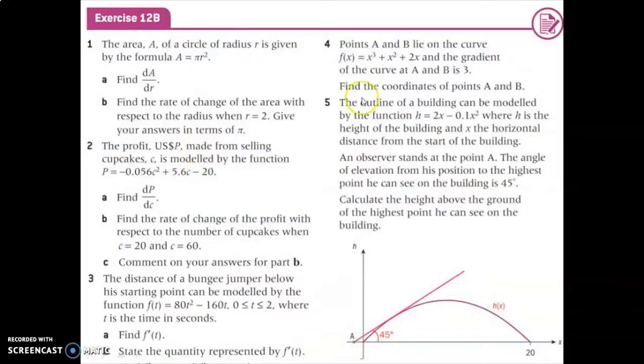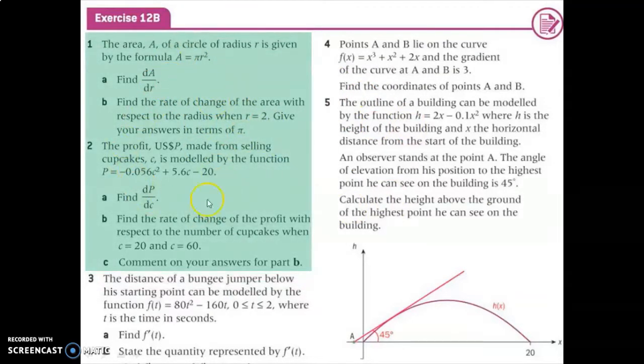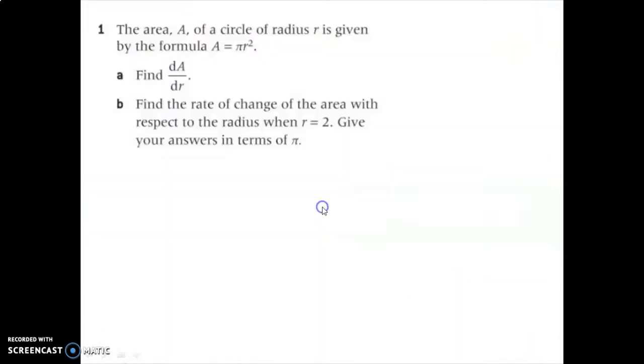Okay, here's the practice assignment that goes with these kinds of problems, rate of change. Let's look at number 1 and 2 together, just to get you rolling on the practice assignment. Here's question 1. It says the area of a circle with a radius r is given by this formula.